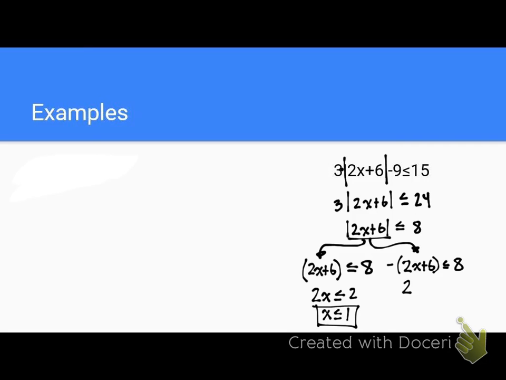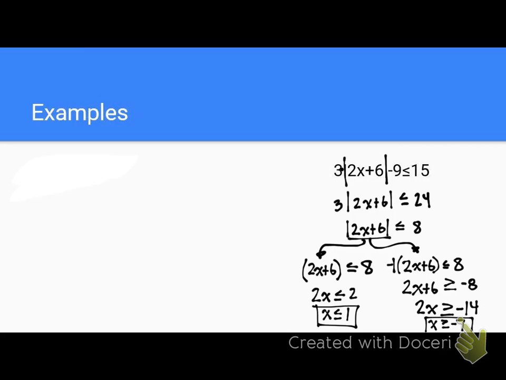The second one, we're going to divide both sides by negative 1. Since we're dividing by negative 1, we want to flip the sign, so it's going to be not less than or equal to, but greater than or equal to. And it's going to be now negative 8. Then we're going to subtract 6 on both sides. Negative 8 minus 6 is negative 14, so we got 2x is greater than or equal to negative 14. So x is greater than or equal to negative 7.